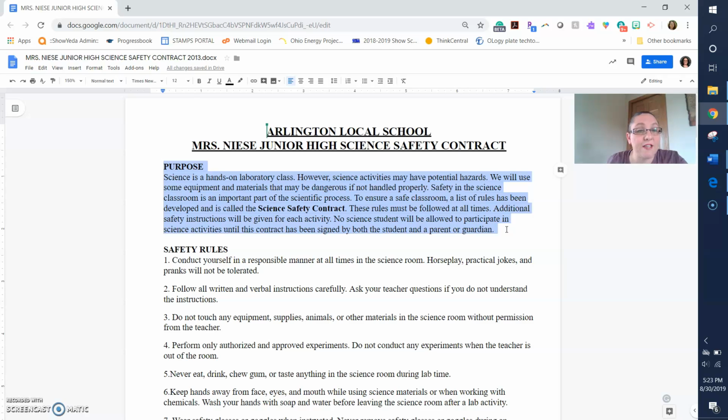So our science classroom is going to be a hands-on lab class. However, science activities do have a potential to have hazards. We will use some equipment and materials that may be dangerous if not handled properly. And this is also true even if they're things that you could find in your regular home. If not used properly or not handled properly, they could be dangerous to you or your peers or myself. So to ensure a safe classroom at all times, a list of rules has been developed called the Science Safety Contract. These rules must be followed at all times. Additional safety instructions will be given for each activity.